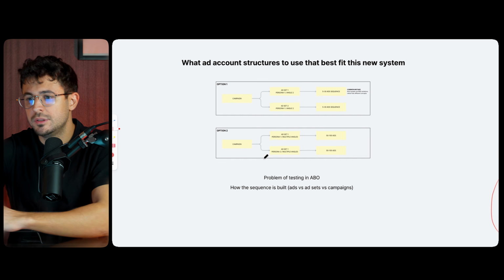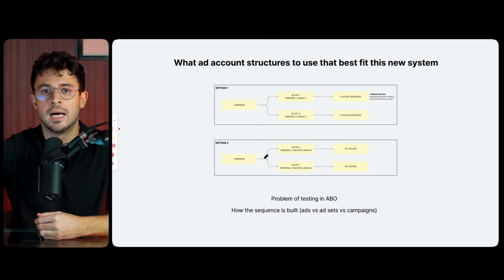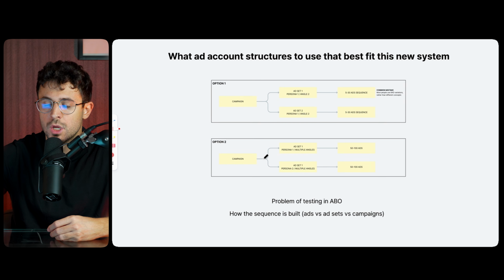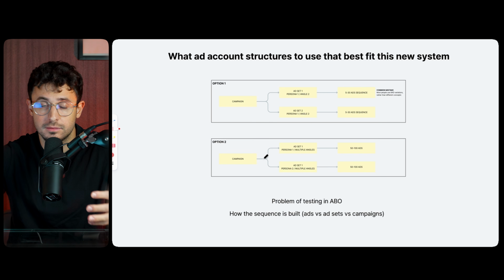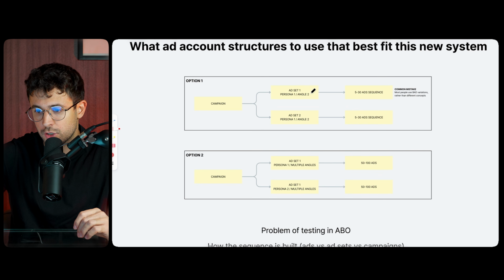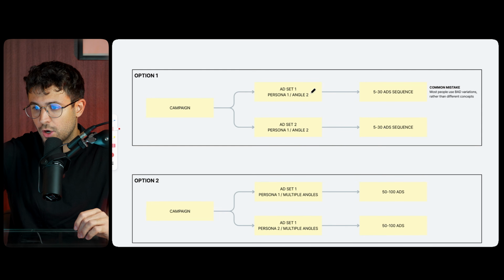Now, let's talk about the ad account structure to use in the best fit system, and how you need to think about ad account structure when you want to create and launch ads that take into consideration this creative sequencing system, which are actually optimized for Meta Andromeda. So you have basically two different options in here.